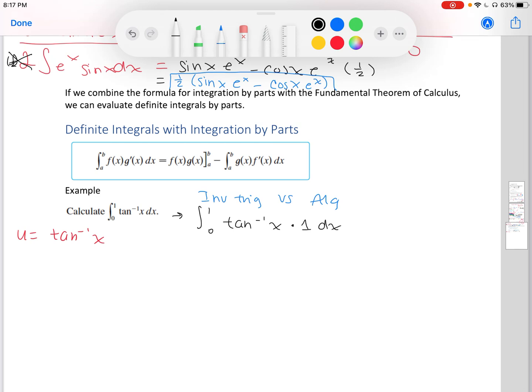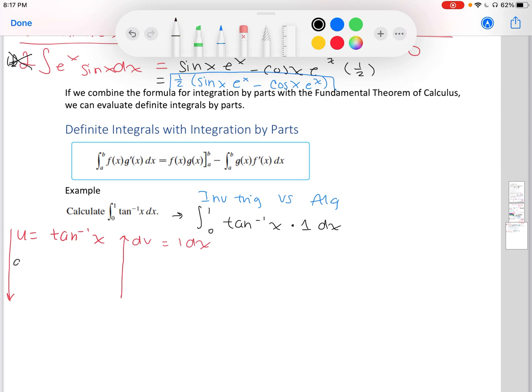But it still follows the same criteria. We have our inverse trig and some type of algebraic expression. 1 can still be considered an algebraic expression, so it didn't change anything. So our dv is just 1 dx. Remember, one of them we're taking the derivative of and the other we're integrating.